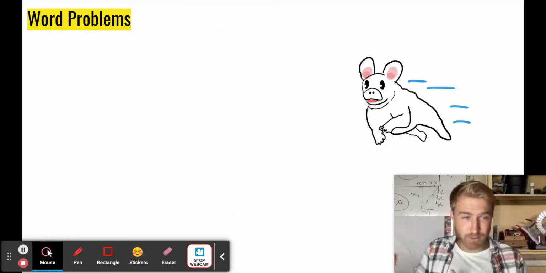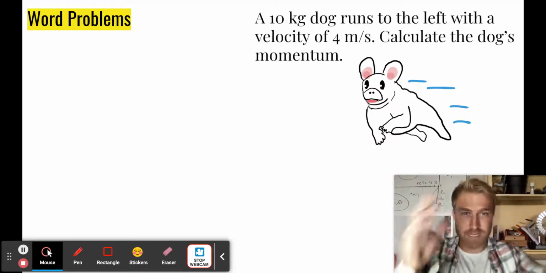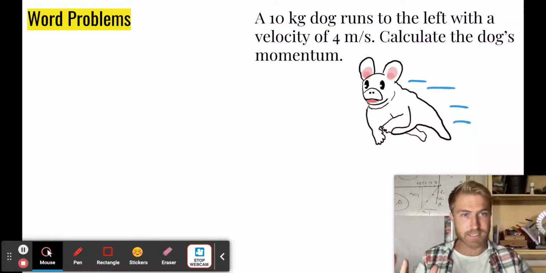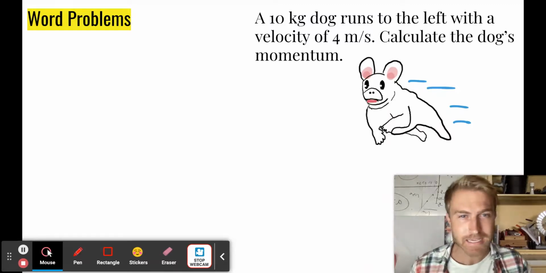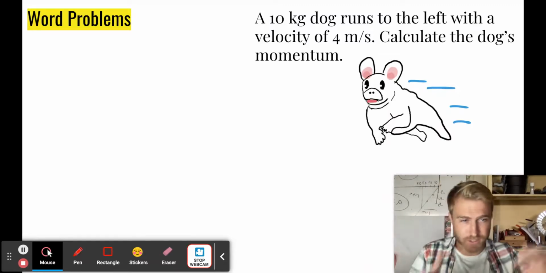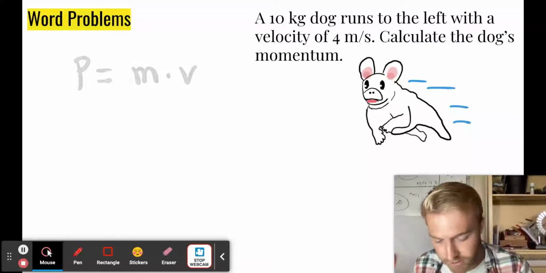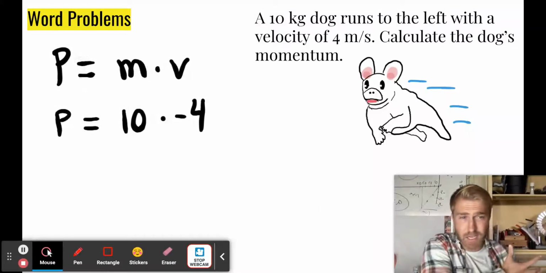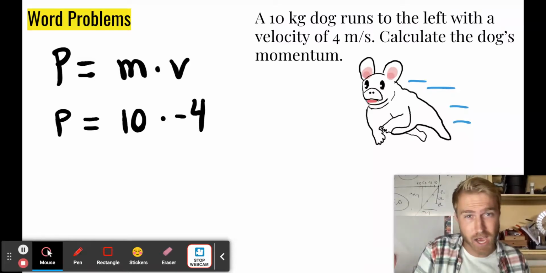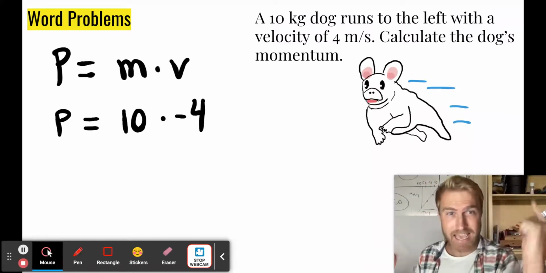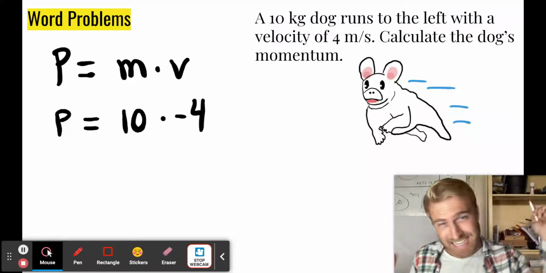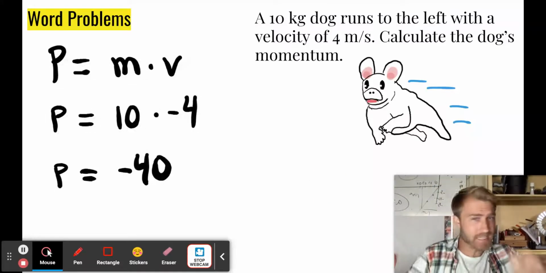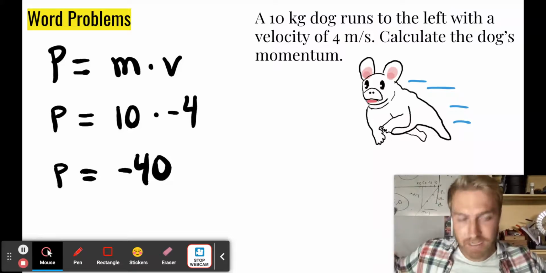So sometimes we'll get word problems with momentum. For example, a 10-kilogram dog runs to the left with a velocity of 4 meters per second. Calculate the dog's momentum. So our strategy, let's write down our equation. P equals M times V. Let's substitute in the values that we know. We know M, the mass, is 10 kilograms. The velocity is -4 because it's moving to the left, -4 meters per second. 10 times -4 is -40.